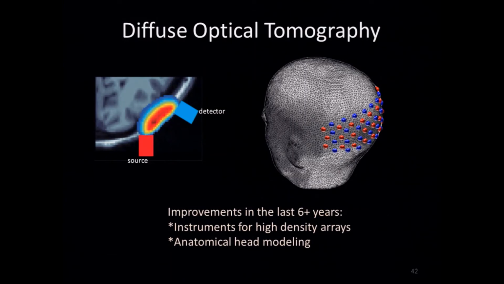So the way it works, again, is you have a source of light that injects into the head, you have a detector, and it detects light somewhere away, and you get sampling that reaches down to the cortex. The improvements that have occurred in the last 6 years are that the instrumentation has been developed to get these high-density arrays, high density of sources and detectors onto the head, and also some improvements in anatomical modeling that is similar to what we saw with the mouse.